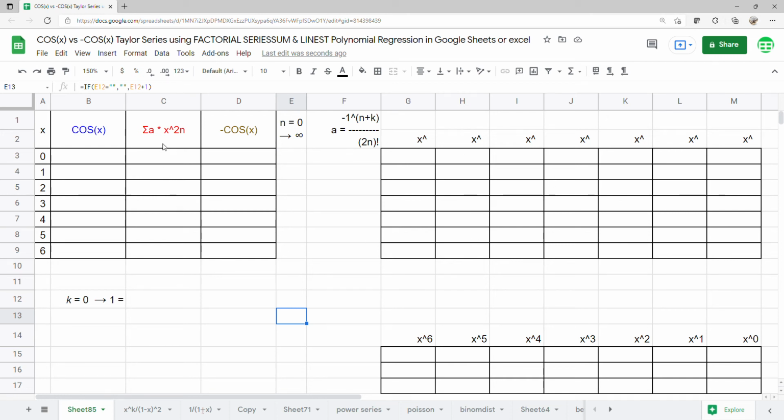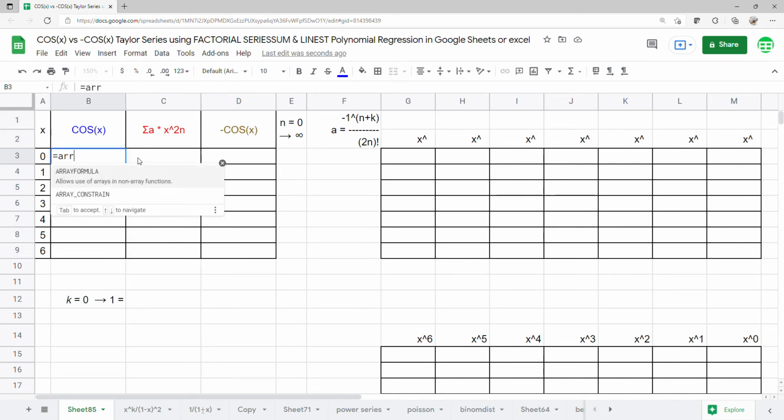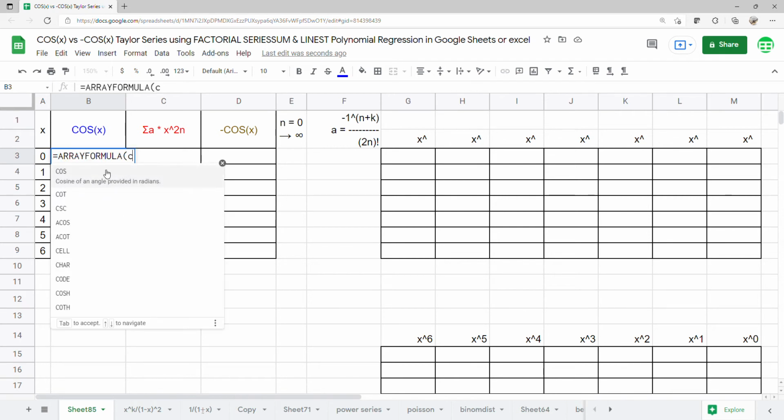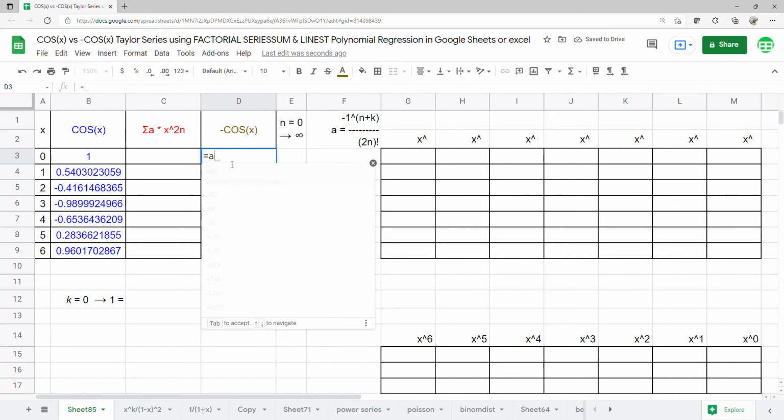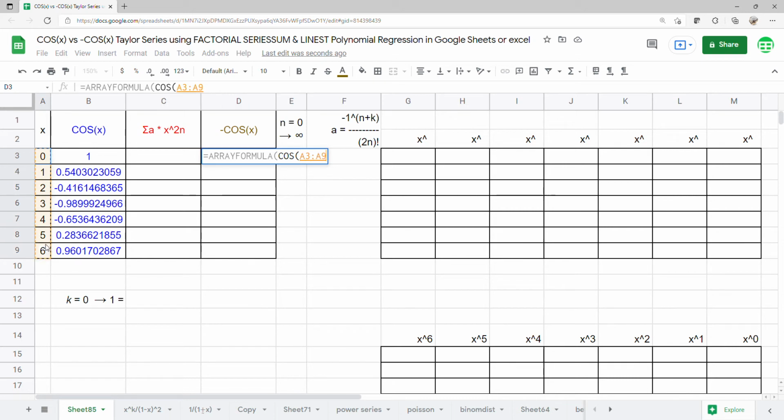In this video, we will compare the Taylor series expansion of cosine and negative cosine. We begin with the dataset of cosine. So array formula, cosine of the x values, and negative cosine. So this is array formula, cosine of the x values. But because this is negative, there is a negative sign. So this is the negative of cosine.